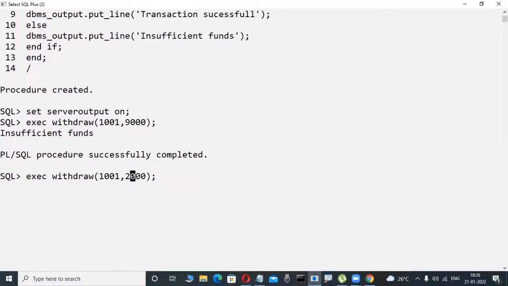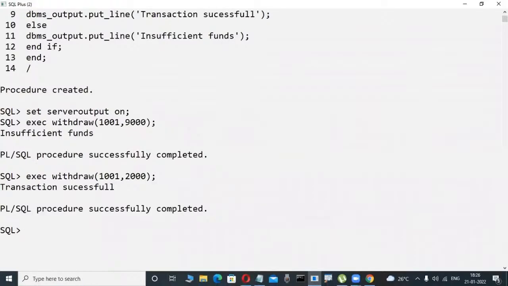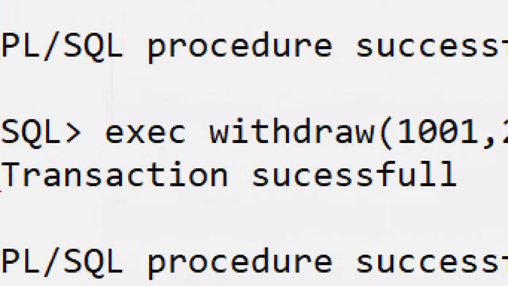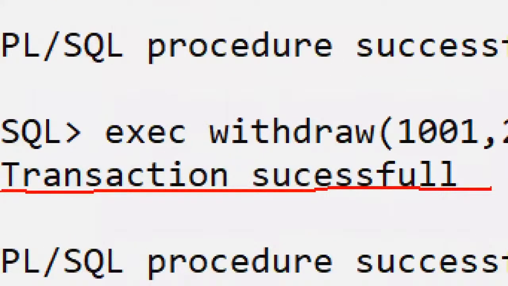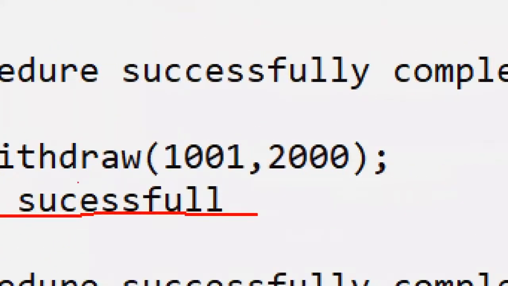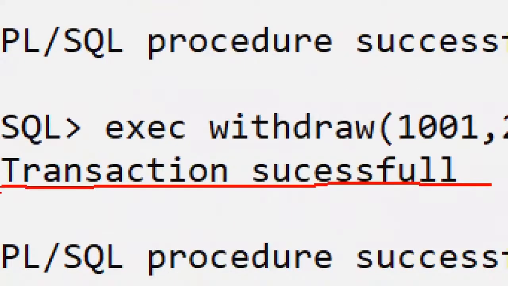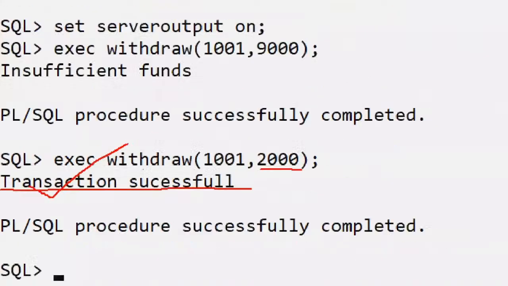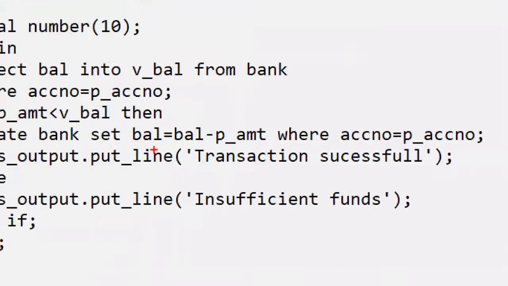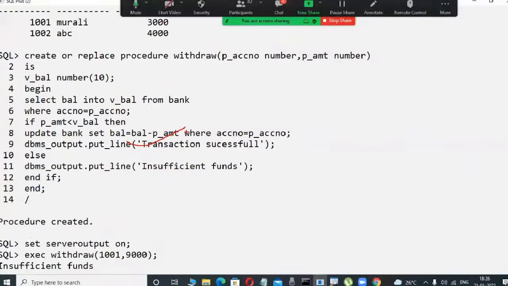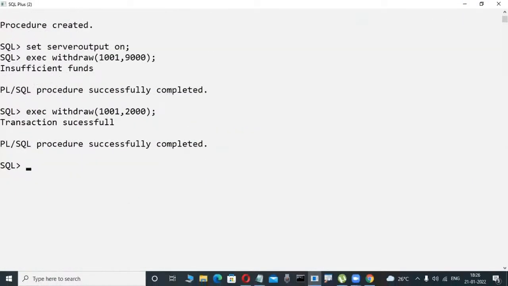Now whenever I'm executing, I want "transaction successful" to be displayed automatically. You try to withdraw 2,000 rupees from 3,000 rupees. Is it possible or not? Transaction is successful. How is it possible? Here I'm writing the coding only. Really, is that affected in the table? Compulsorily it is affected in the database, then only your banking system is okay, so it is successful.